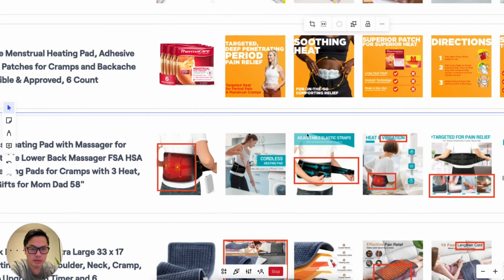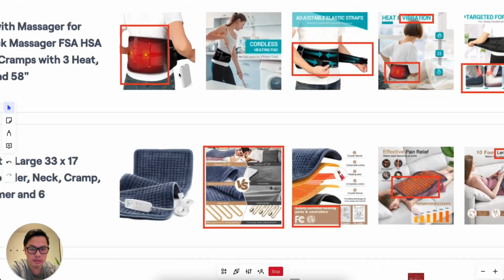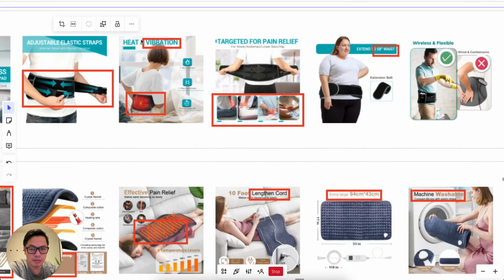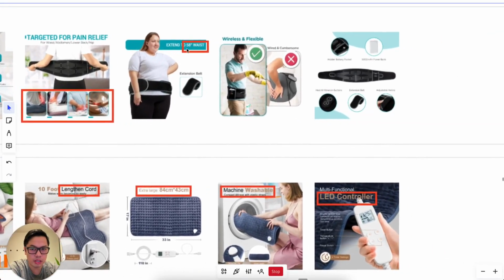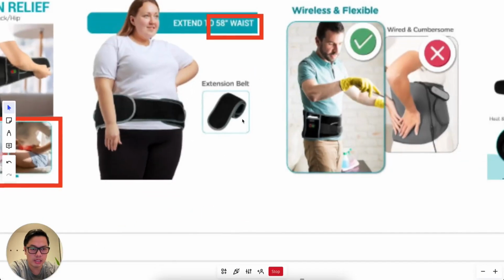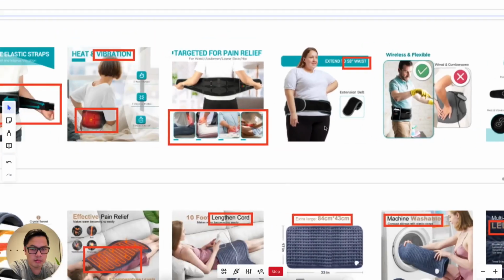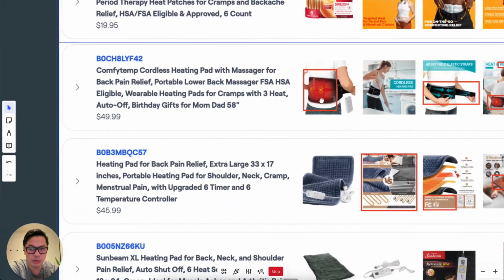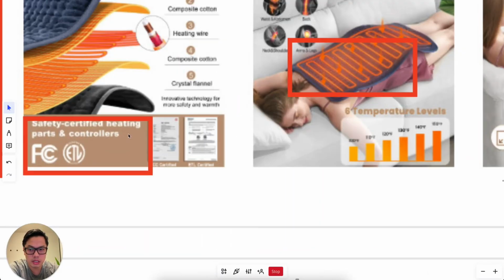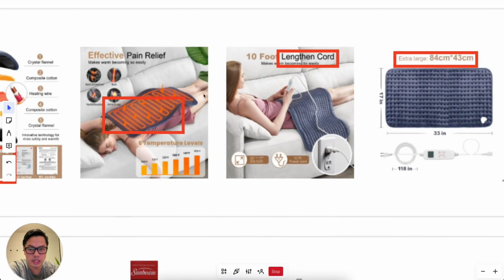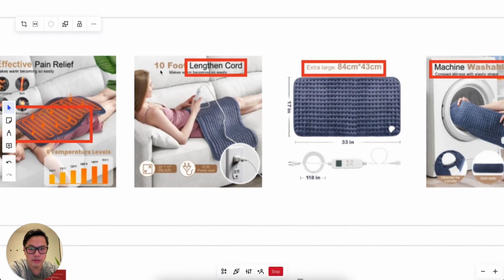Okay, I'm going to skip this one. That one is not specific. Adjustability, this one has vibration. There's different types and sizes. But this is specific to weights. The waist is comparison, safety, pain relief, 10-foot length cord.